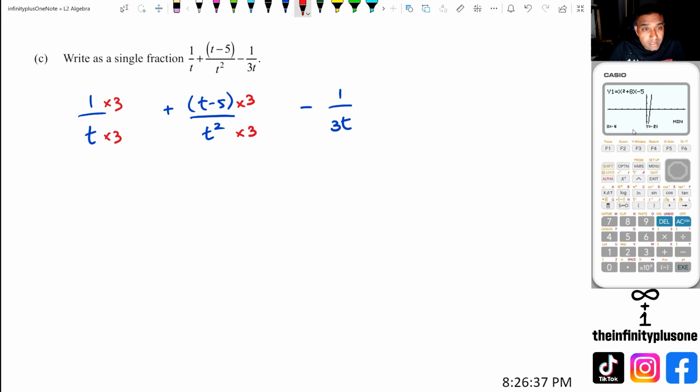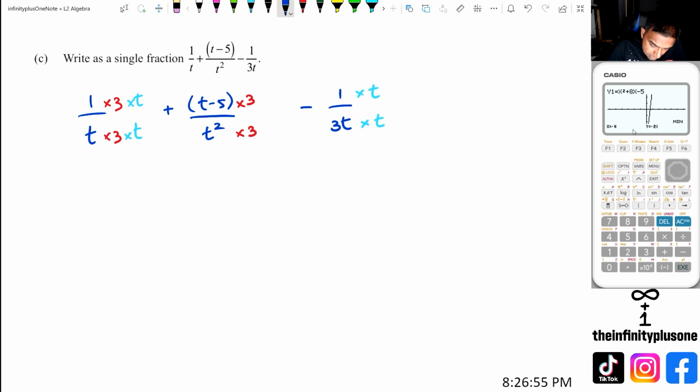Then also I need to make sure that I have a t squared in the denominator. So to do that, for the first fraction I'm going to multiply the denominator by t and the numerator by t. Second fraction I'm not really going to do anything. Third fraction I'm going to multiply by t in the numerator and denominator.